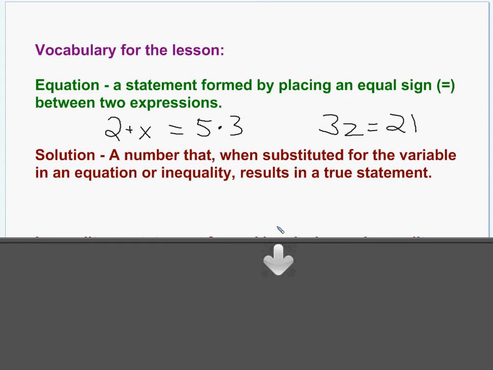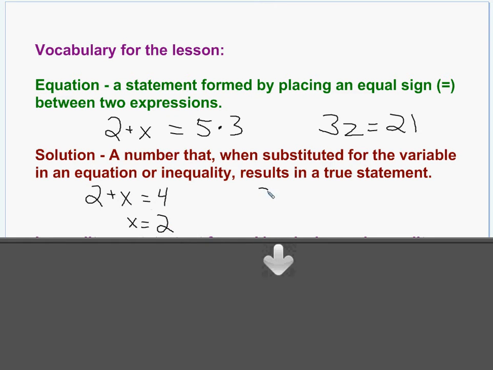A solution is a number that, when it's substituted for the variable, and this can be an equation, it can be an inequality, it's going to make a true statement. So if I have something like 2 plus x equals 4, and I say my solution is x equals 2, yes, that is a solution, because isn't 2 plus 2 4?